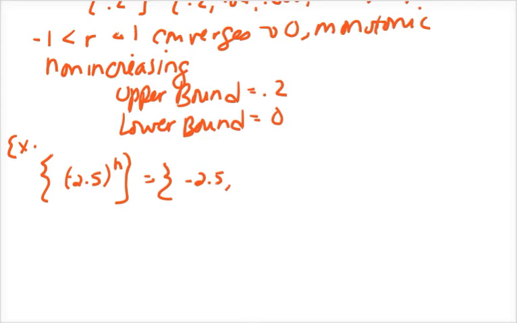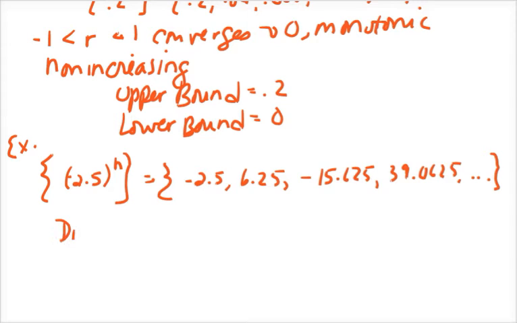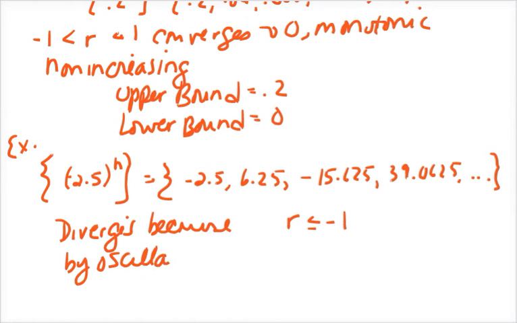And let me find the first few terms. Let me pause to find the first few terms for you. Okay, so the expansion of that series, the first 4 terms look like that. So hopefully you notice that this is diverging. Specifically, it diverges because r is less than or equal to negative 1. So it does diverge, and it diverges by oscillation. It's bouncing around on the negative and the positive sign. So it's diverging by oscillation. Okay, we'll pick up here tomorrow.